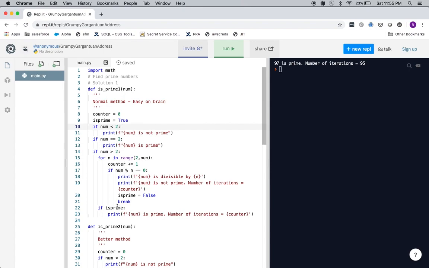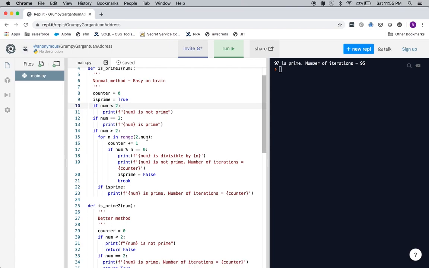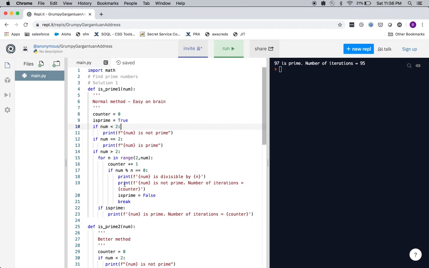loop, at which point we know that this number is only divisible by the number itself and 1, and not by any other number, because we ran a for loop for the other numbers. Now we just check whether this boolean variable is still true, because if this number was indeed divisible in the for loop, we set it to false. So this is a straightforward solution, but it's not an efficient solution.